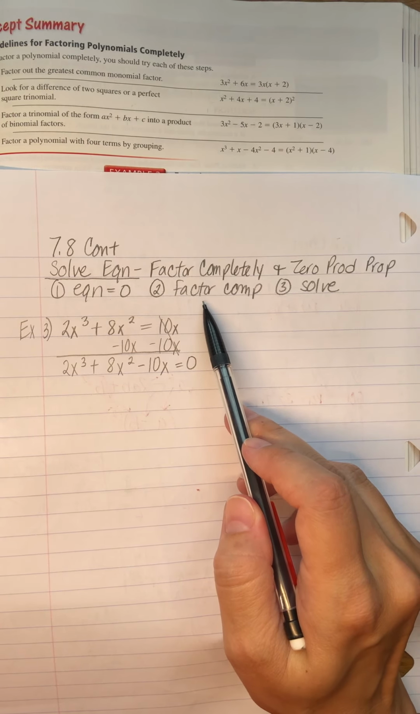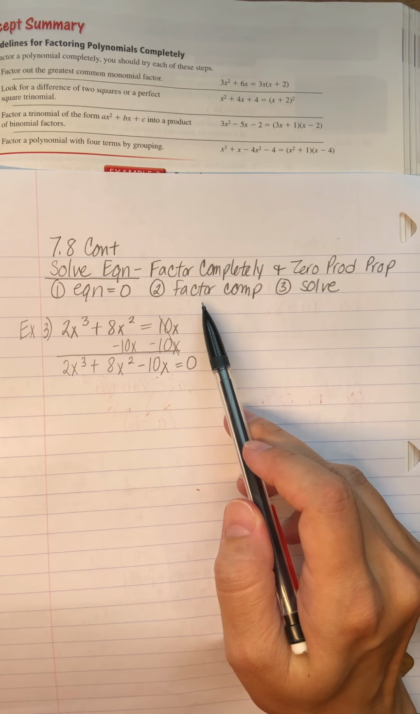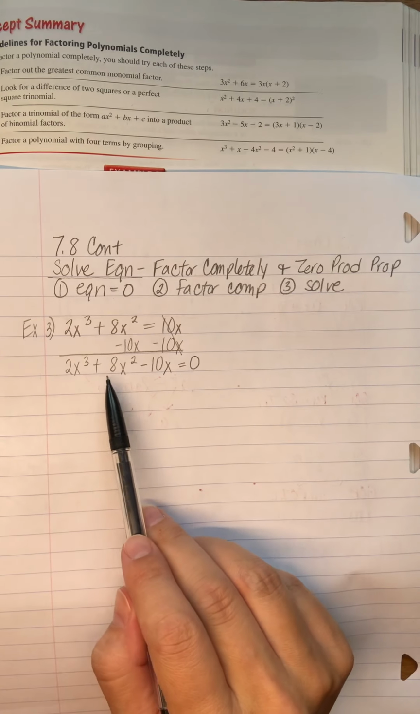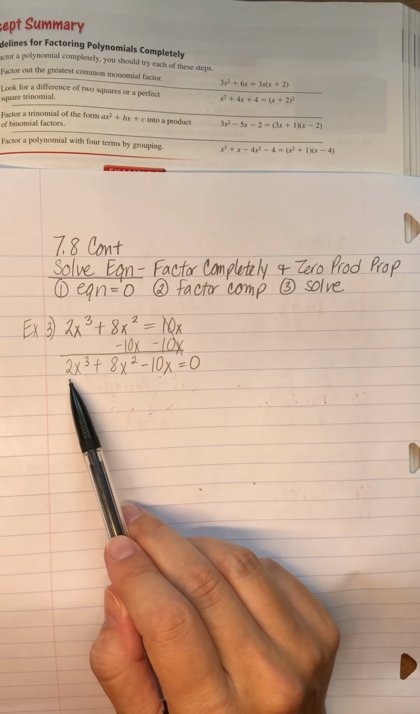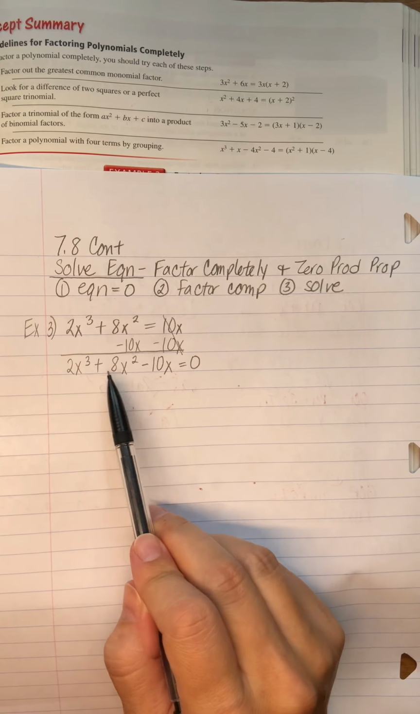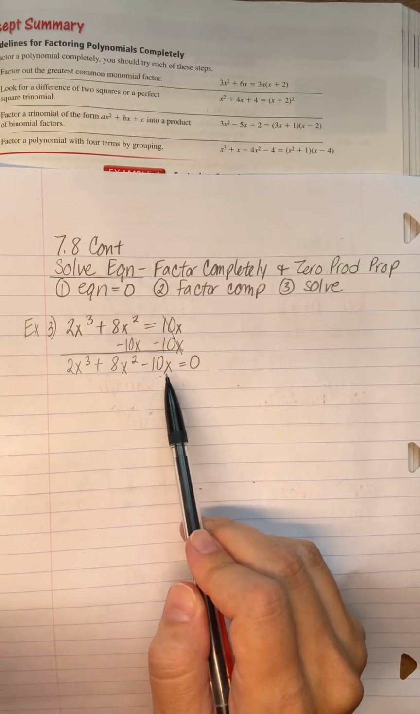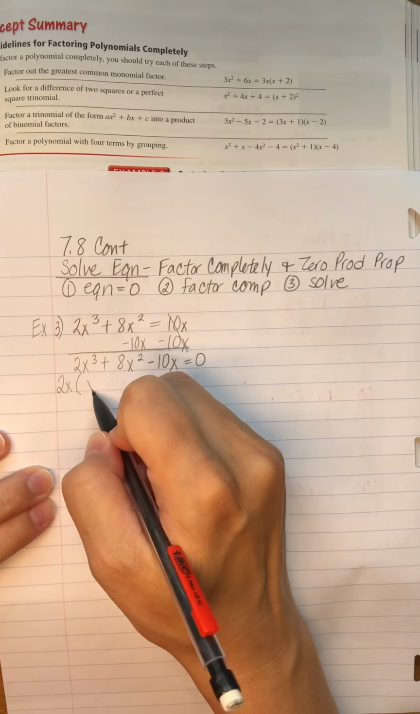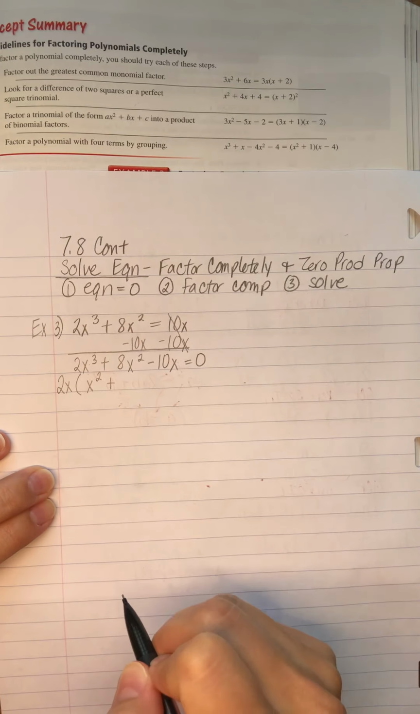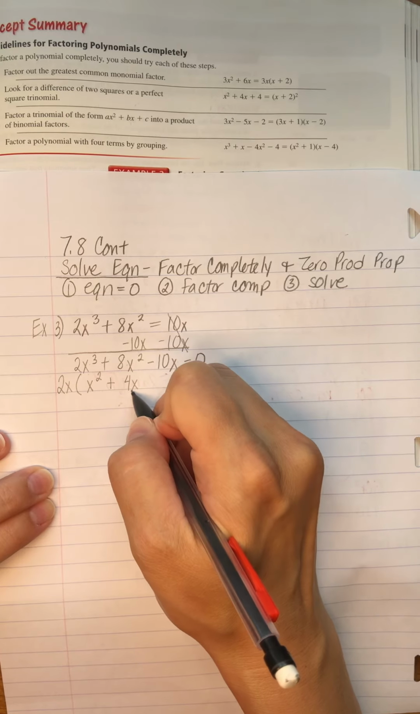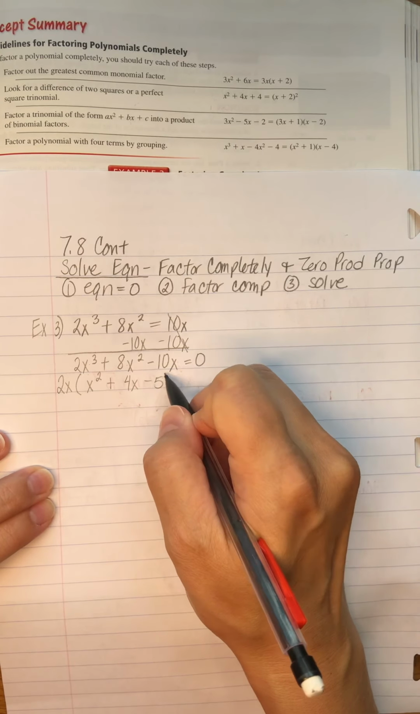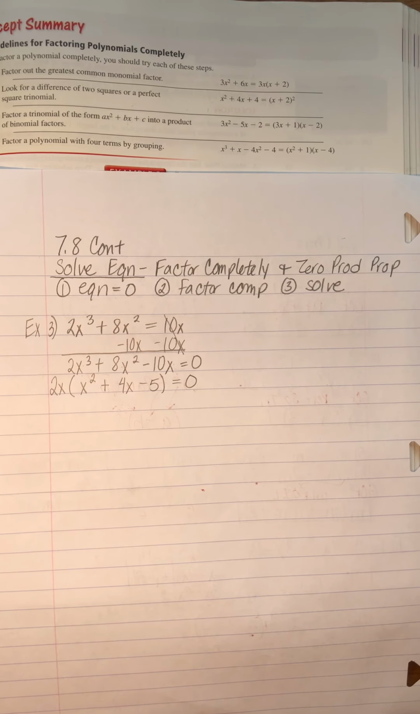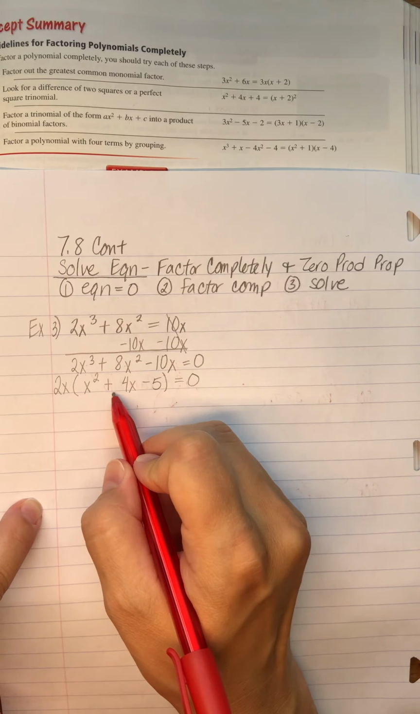Let's factor completely. So I'm going to go through that list of what I should be trying to factor. The first thing I always look for is a GCF, and this does have a GCF. So let's find the GCF. Out of our numbers is 2. Out of our variables is x, because that's the smallest exponent. So let's take out 2x. Remember, we're dividing. We're left with x squared plus 4x minus 5 equals 0. Okay, so I factored out the GCF, but now I need to focus inside of here.